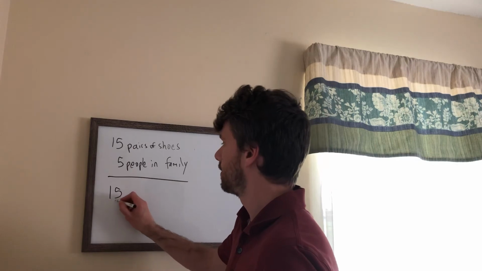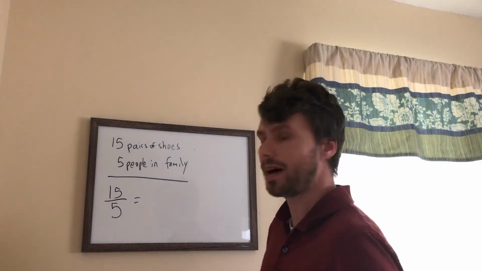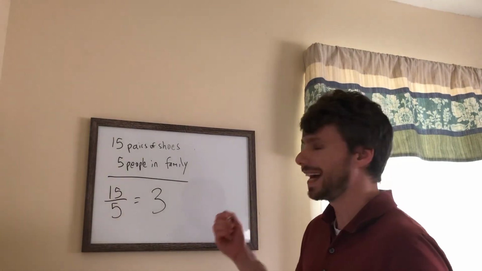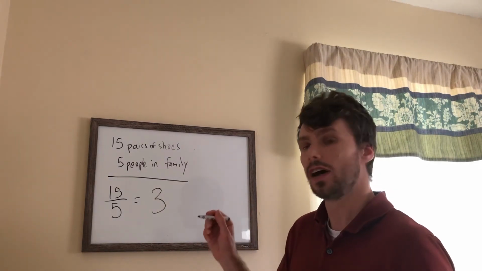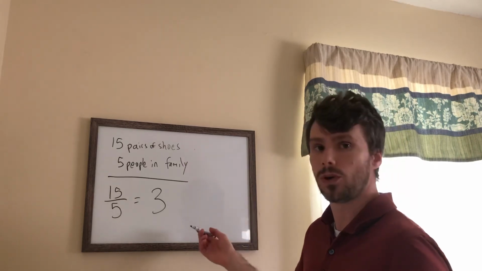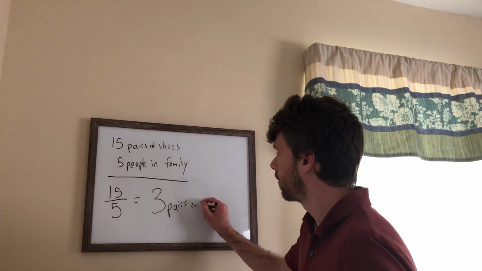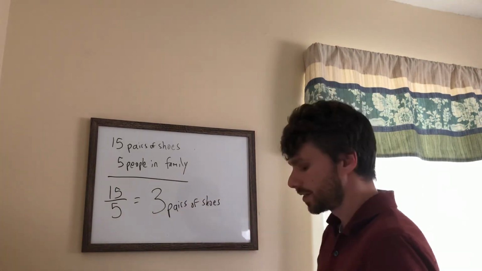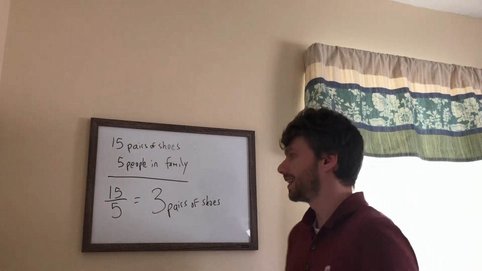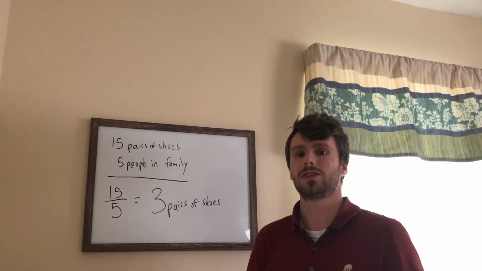15 divided by 5. What is 15 divided by 5? 3. So we have 15 shoes, we divide that by 5, we have 3. Now, is it 3 people or 3 pairs of shoes? It is 3 pairs of shoes. So our answer to this would be each person is likely to have 3 pairs of shoes in Jasper's house.